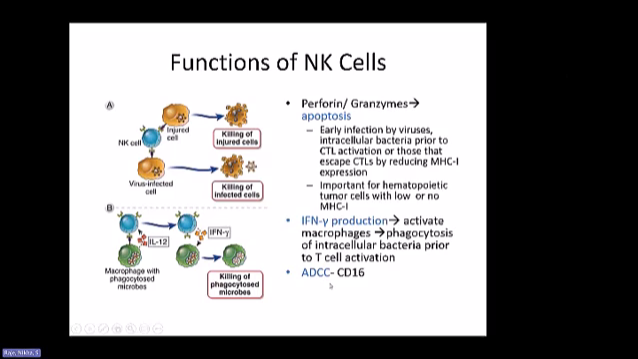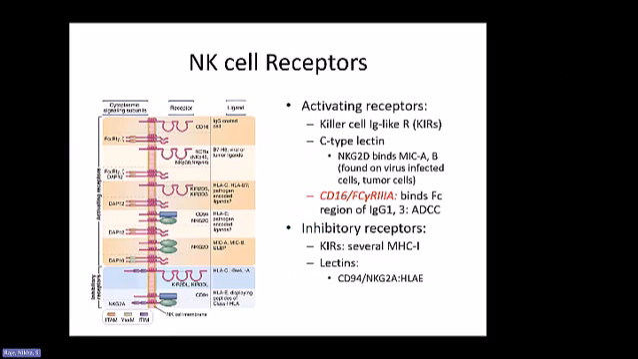They also help in antibody-dependent cytotoxicity. So they use the CD16 that is present on the NK cells in this activity. They have various receptors on their surface. Some of them are activating receptors. Some of them are inhibitory receptors. So these are the types of receptors: killer cell Ig-like receptors like KIRs, C-type lectin receptors like NKG2D, CD16 or Fc gamma R3A, which helps in the ADCC. There are some inhibitory receptors such as NKG2A and some KIRs, which are inhibitory as well.